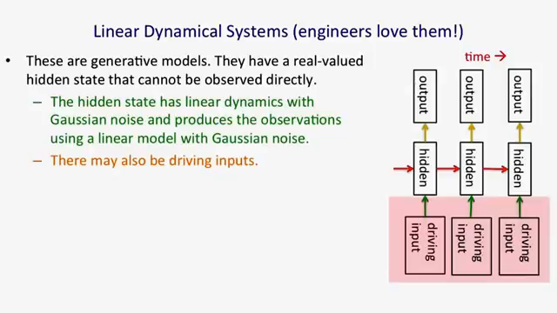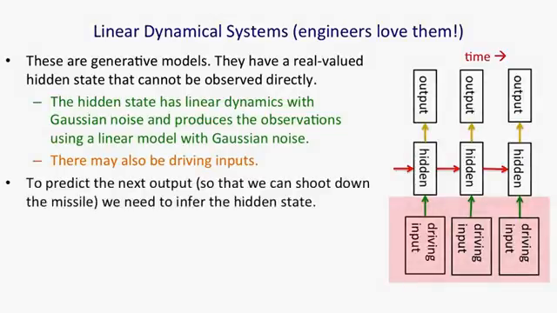There may also be driving inputs, shown at the bottom there, which directly influence the hidden state. So the inputs influence the hidden state directly. The hidden state determines the output. To predict the next output of a system like this, we need to be able to infer its hidden state. And these kinds of systems are used, for example, for tracking missiles.